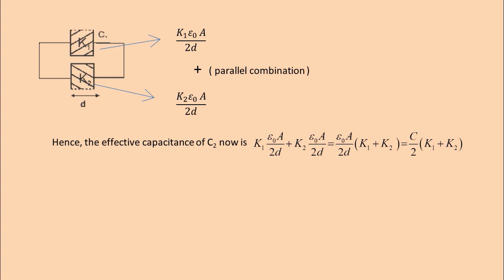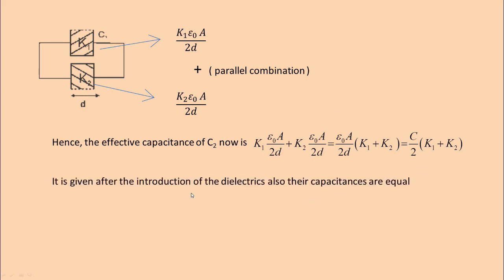Okay, before the introduction of the dielectric, both have equal capacitances, which is epsilon naught A by D. So C by 2, epsilon naught A by D, you put C, times K1 plus K2. But even after the introduction of the dielectric, both capacitors have same capacitance values. So KC, the capacitance of the first capacitor after the introduction of the dielectric, that is KC. For the second capacitor, C by 2 times K1 plus K2.